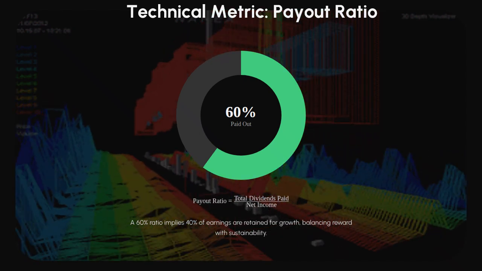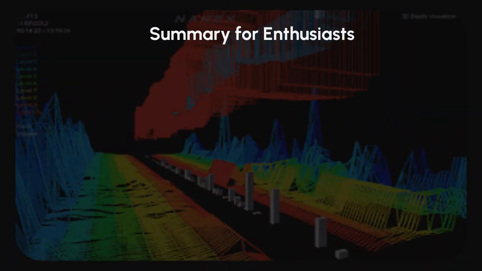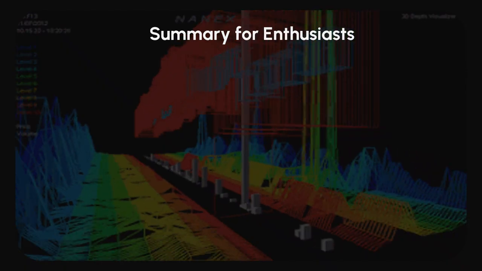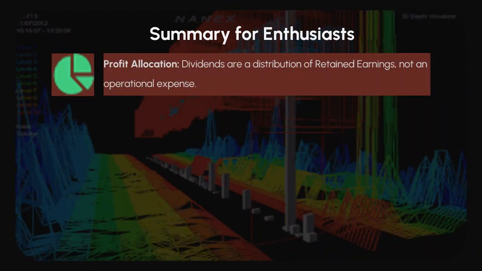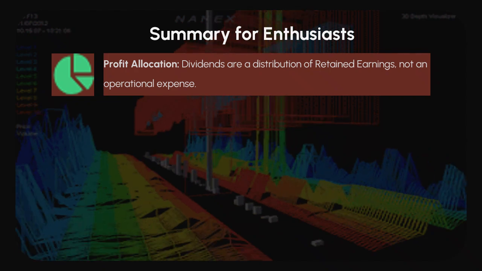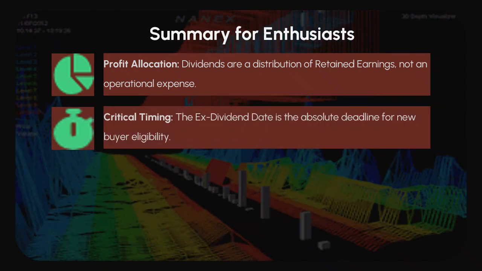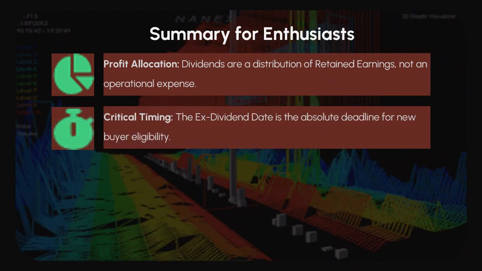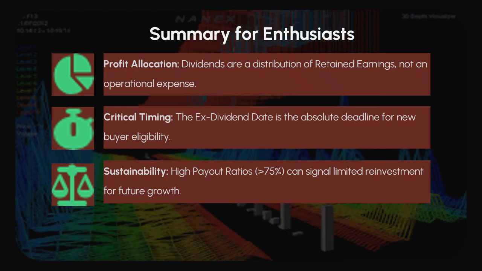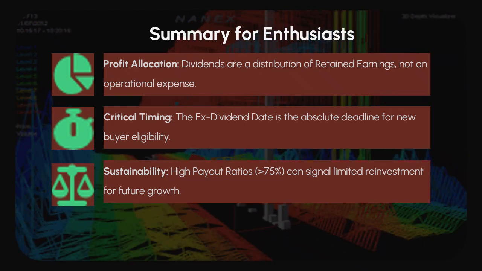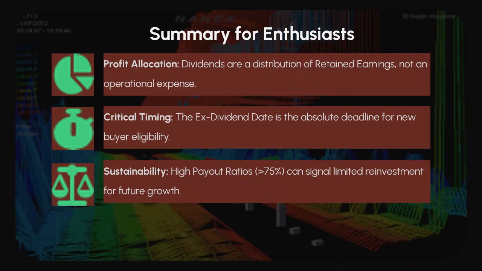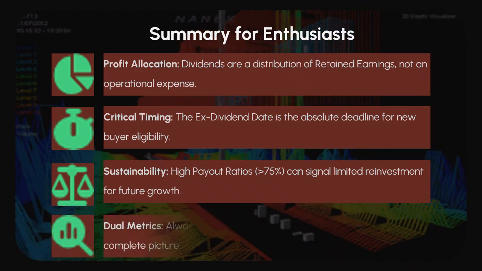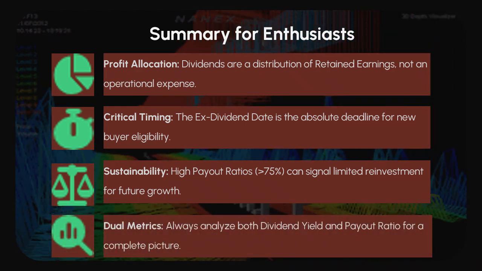Summary for enthusiasts. To summarize our technical deep dive, remember that dividends are an equity reduction, not an expense. The ex-dividend date is your key eligibility checkpoint. And finally, when evaluating a company, always use a dual metric approach. Combine the attractive return offered by the yield with the critical sustainability check provided by the payout ratio.